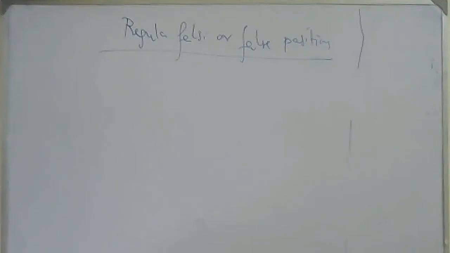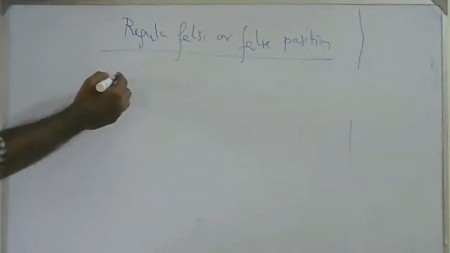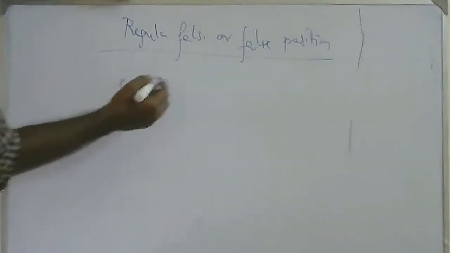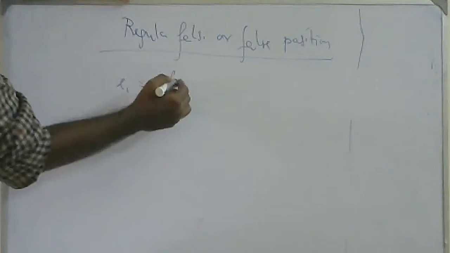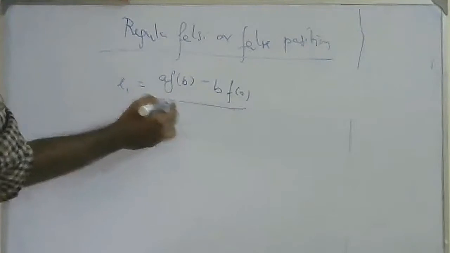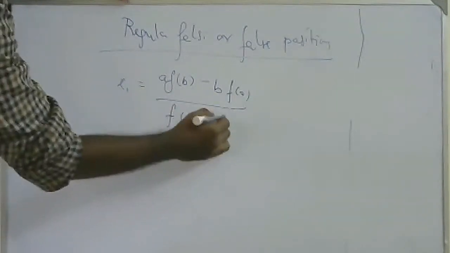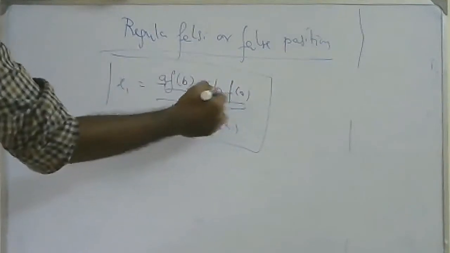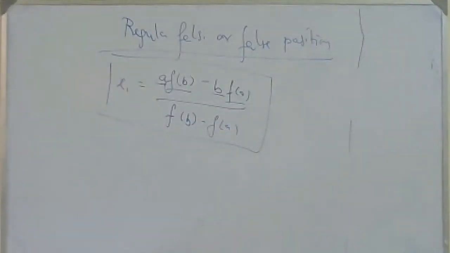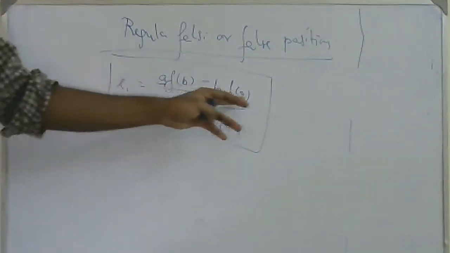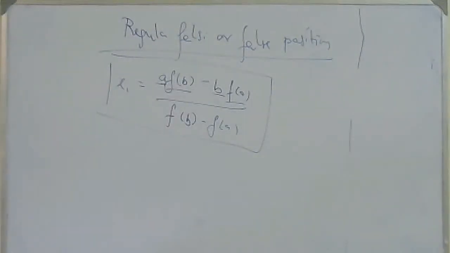What is the formula? x1, the first approximation, equals a into f of b minus b into f of a, divided by f of b minus f of a. This is the formula. When I solve it you will understand what a, f of b, b, and f of a are. Just copy the formula: x1 equals a into f of b minus b into f of a divided by f of b minus f of a.